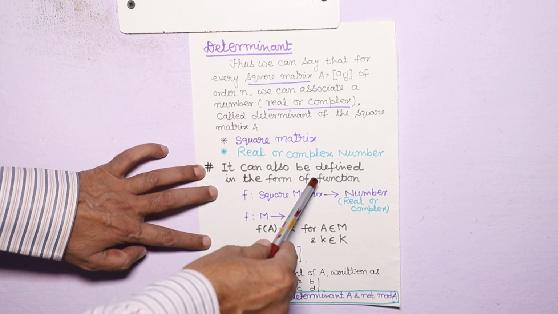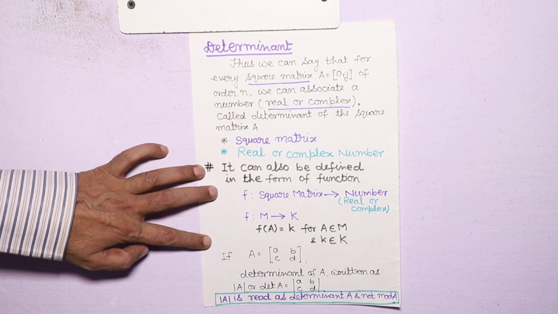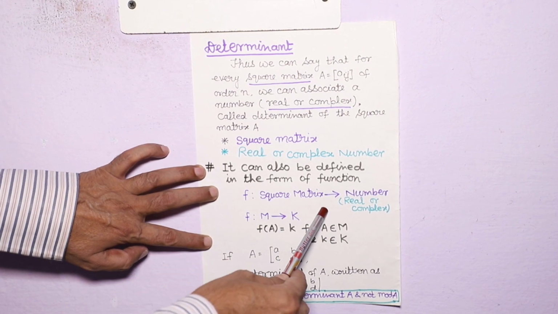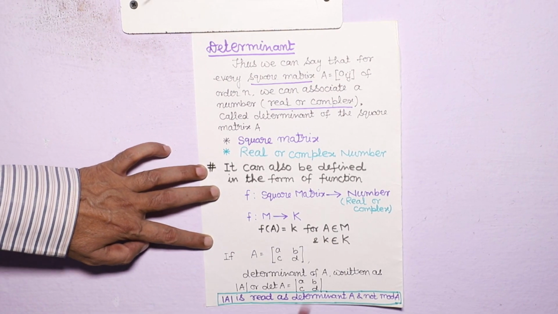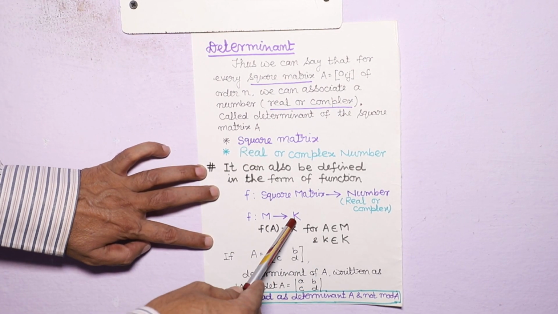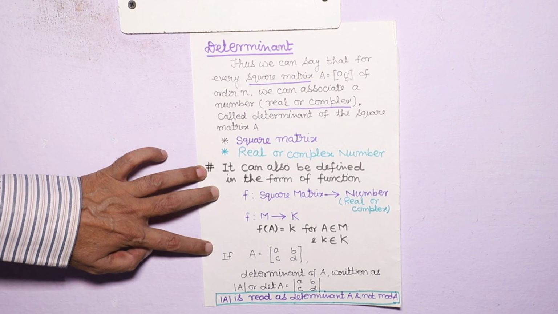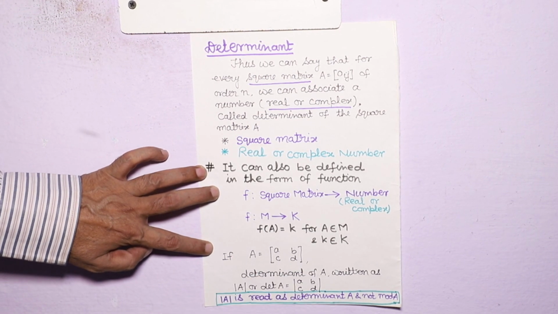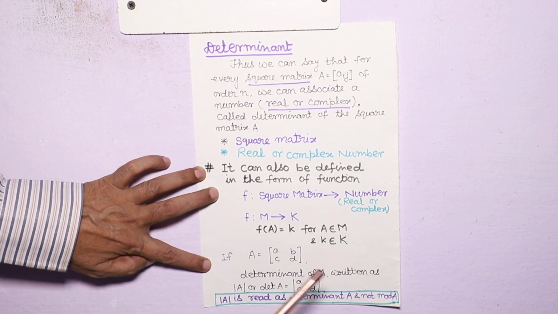We can also define it in the form of a function. Let f be a function from the set of square matrices to numbers, which may be real or complex. That set of square matrices is M, and K is the set of numbers, real or complex. So f of A equals k, for A belonging to M and k belonging to capital K.